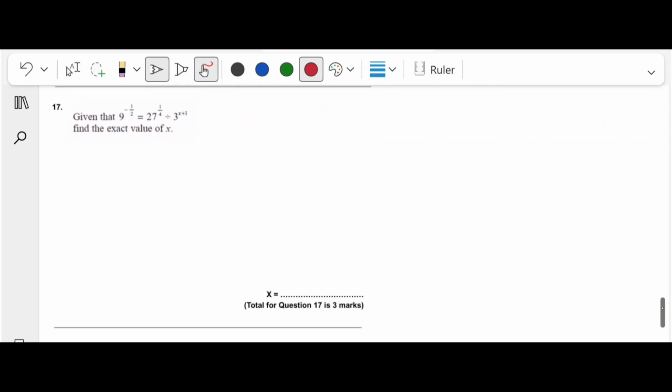Question 17, I don't know why, I'm just convinced there's going to be a hard indices question like this. They like this sort of question, and it's been on 3 out of the last paper 1s or 2s, something complex like this. Now, it's actually a lot harder than it looks. So I'm going to draw it a little bit bigger because it's quite hard to see there. 9 to the negative a half equals 27 to the power of 1/4 divided by 3 to the power of x plus 1. And it says find the value of x.